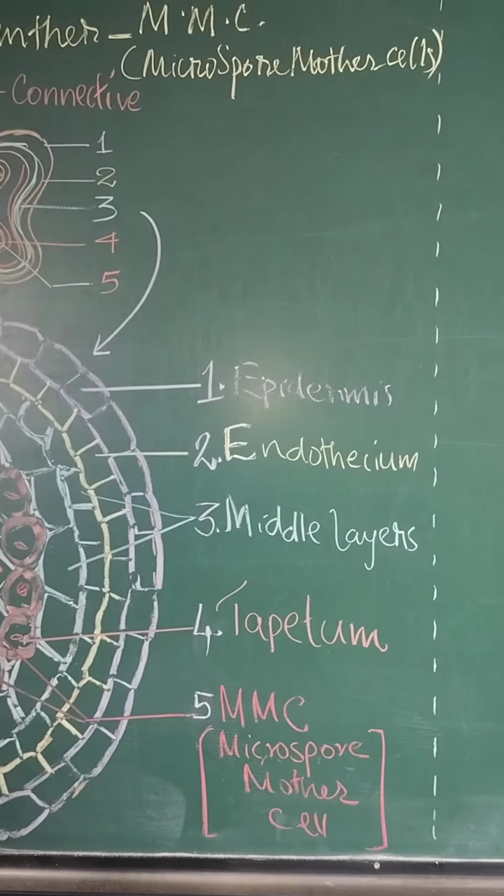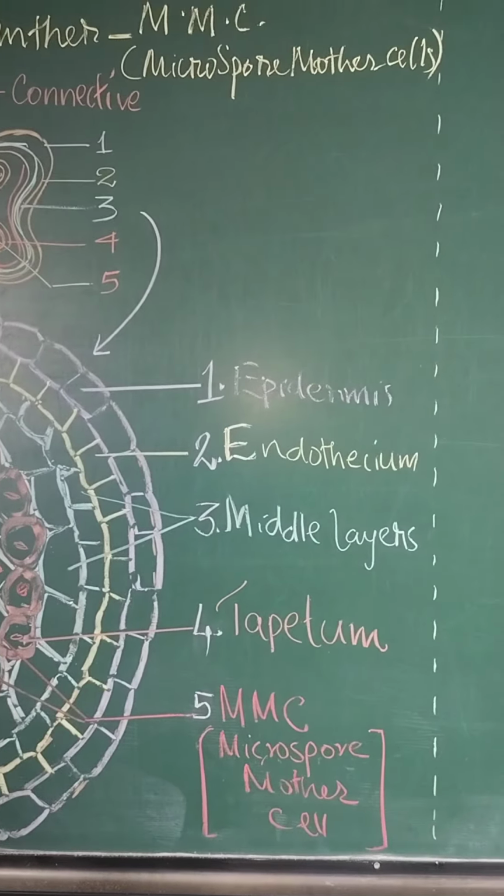Coming to the next part, megasporogenesis, you may get a diagram-based question for labeling showing the embryo sac, and it will be formed from the nucellus tissue from a single MMC, megaspore mother cell, and the process is called monosporic development, that is formation of megaspore.